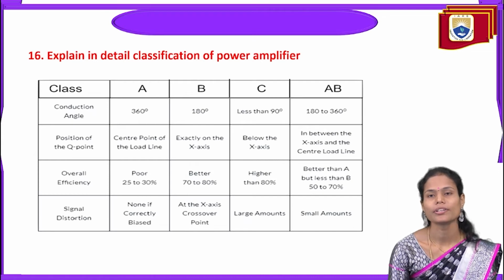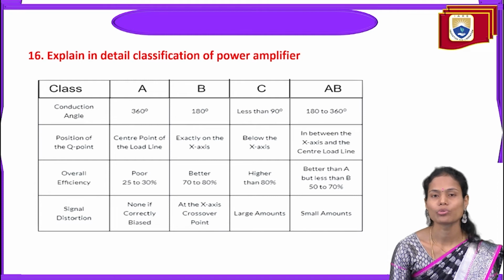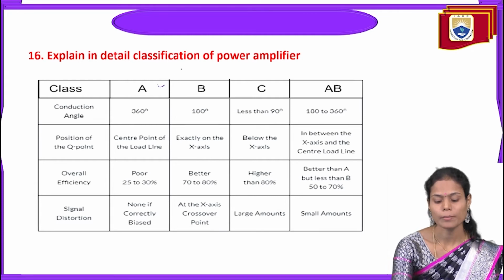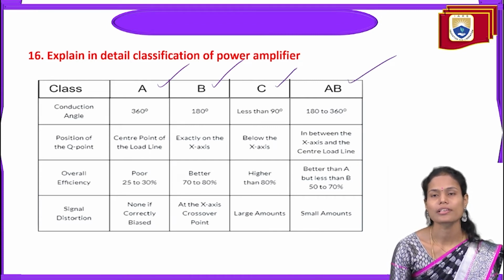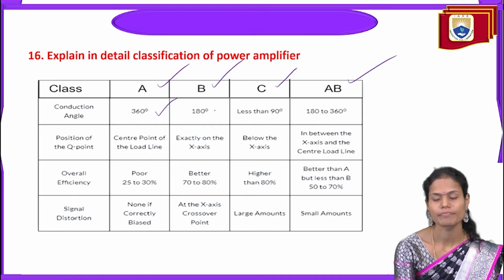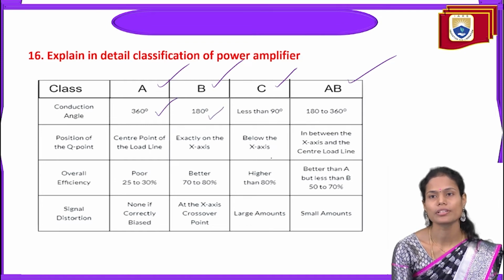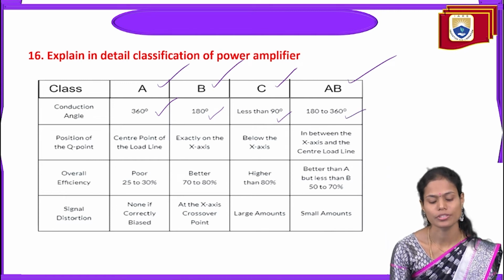And next, explain in detail classification of power amplifiers. So generally we are having 4 types of power amplifiers we are going to utilize, that is class A, class B, class C and class AB power amplifiers. So the conduction angle in the class A power amplifier is 360 degrees, and for the class B is 180 degrees, and for the class C is less than 90 degrees. For class AB it is 180 to 360 degrees here.